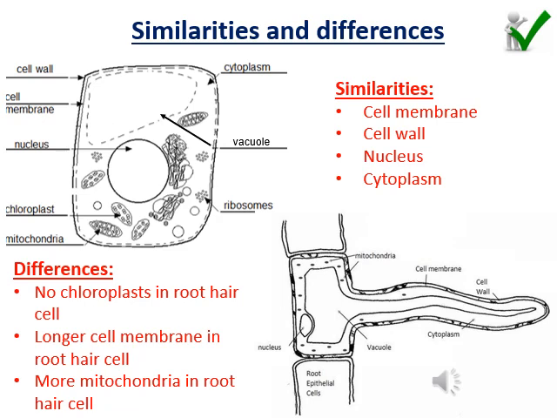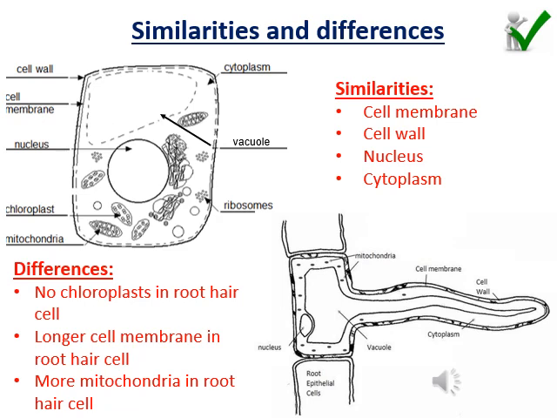Okay, so you should now be working in a different coloured pen, and you should be improving your comparison of the root hair cell and the typical plant cell. So your similarities are they both have a cell membrane, they both have a cell wall, they both have a nucleus, and they both have a cytoplasm.